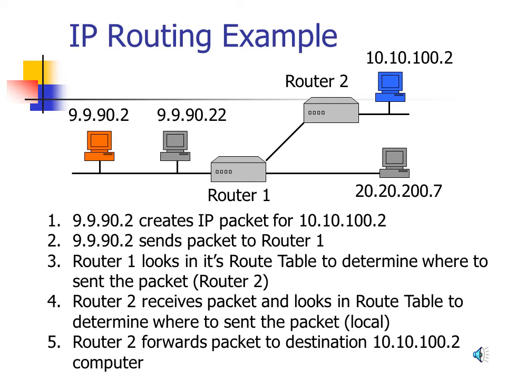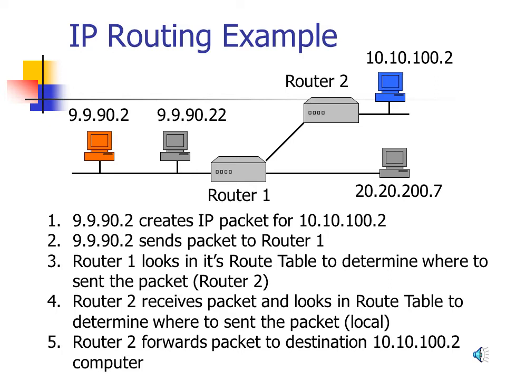The router, when it receives that packet, will look in the IP address information, see that that packet is destined for the computer 10.10.100.2, and it will look in its router table. Now remember, when routers come up, they look at all the networks they're connected to, they exchange information with other routers, and they create these things called route tables.